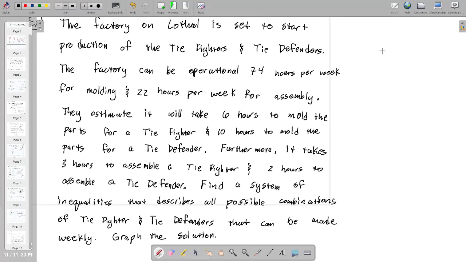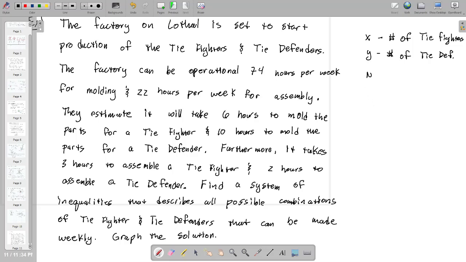Let's start with a few points, and then we'll get into graphing and such on the next page. So say that x is the number of TIE Fighters that can be made, and y is the number of TIE Defenders. This is the number of each ship that can be made weekly on Lothal in the factory.